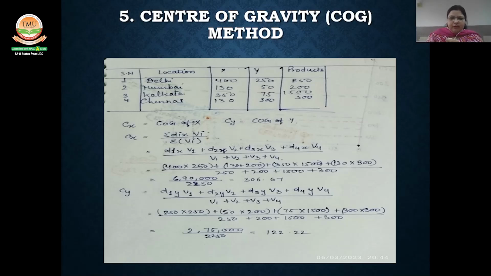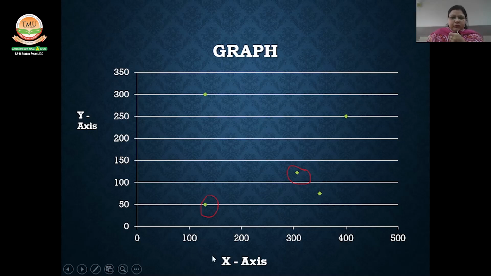Now see the graph. 122.22. It means we have found the location here only. Okay, and another location we have found on 306 point something on that point. You can see the red circles over here. So these are the best locations as per the center of gravity. Here is the x-axis and here is the y-axis.